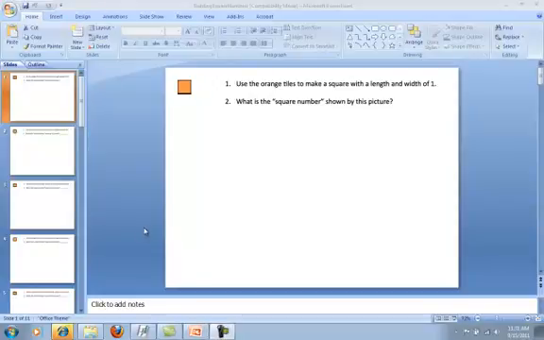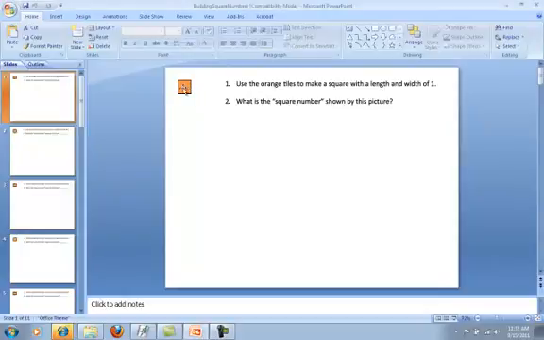This is an interactive lesson where you're going to be able to build square numbers using a PowerPoint document. Now, each slide has your instructions on it, and the instructions for slide 1 are: use the orange tiles to make a square with a length and width of 1.